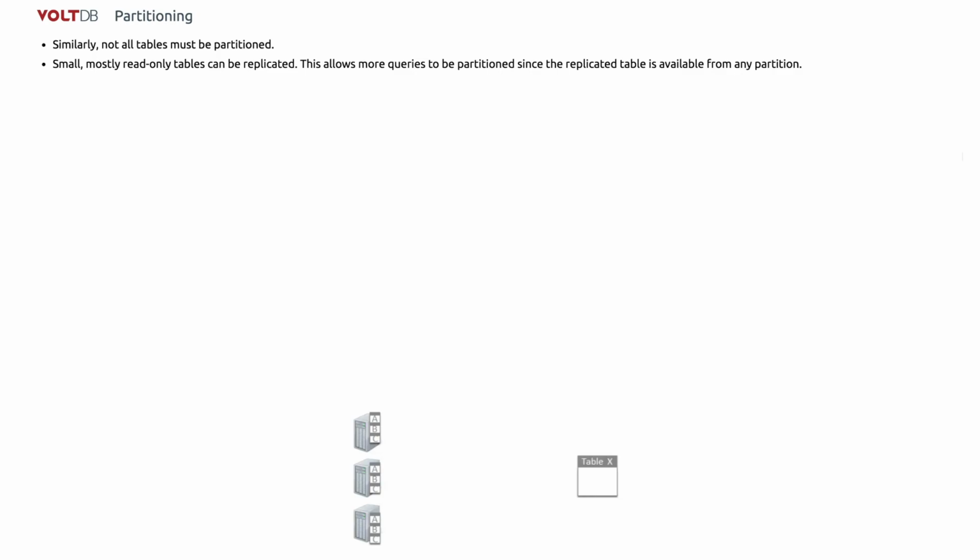Similarly, not all tables must be partitioned. Small, mostly read-only tables can be replicated. This allows more queries to be partitioned, since the replicated table is available from any partition.